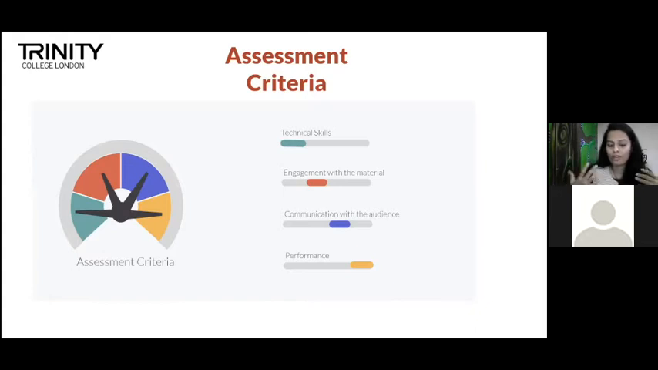I mean, how is your body language? Are you aware that they are watching you and they're getting your message? These are the kind of things that come under communication with the audience. And finally, coming to the performance, which is all about your confidence level, and to what extent can you communicate through your voice, body, mind, and soul, the complete performance.